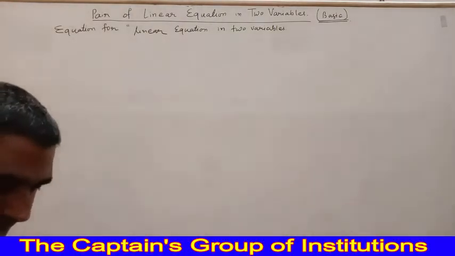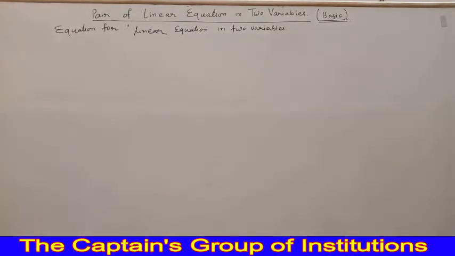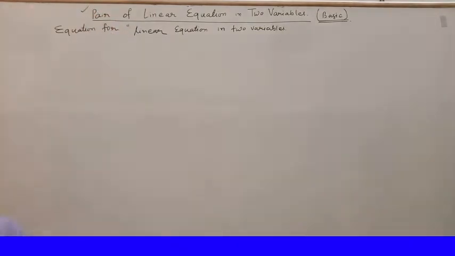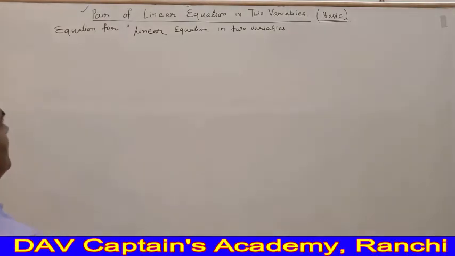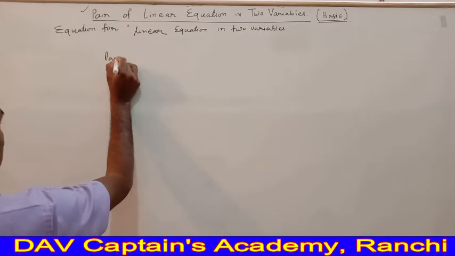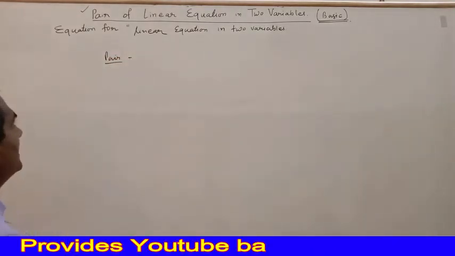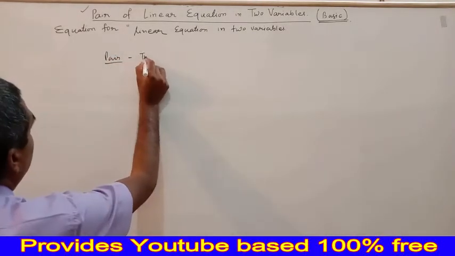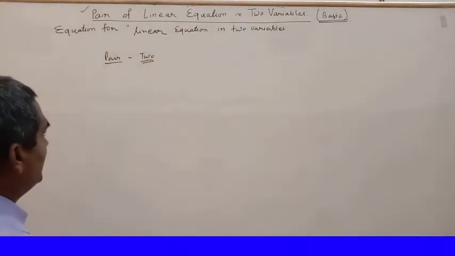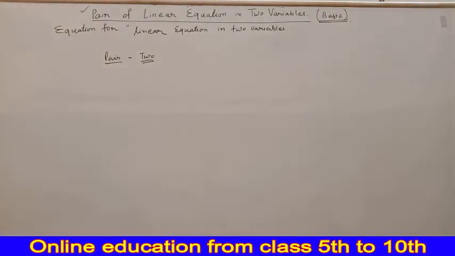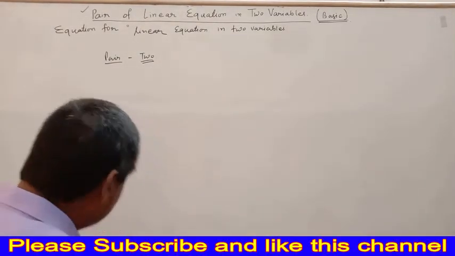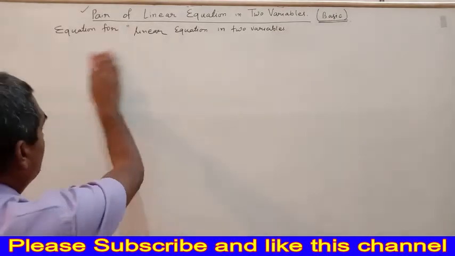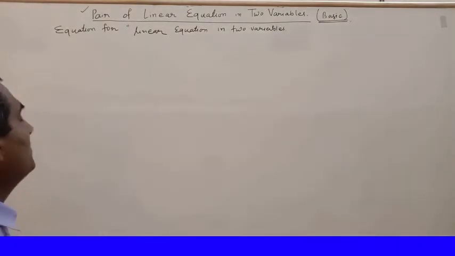Now we will see the pair of linear equation in two variables. Pair means, as you know, two. दो होना चाहिए. अभी हमने एक इक्वेशन की बात किया, अब हम लोग दो इक्वेशन को देखेंगे. So what will be the equation for pair of linear equation in two variables?